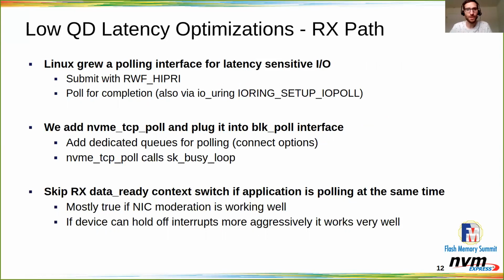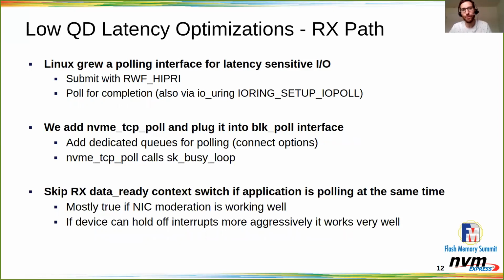So if the application is polling, and we mentioned the poll queue set and the high priority flag that is supported in Linux, now we have applications that are able to poll, either via direct I/O or via io_uring. So we added basically an NVMe TCP poll callback and plugged it into the block layer's multi-queue (blk-mq) poll interface. Now that polling interface leverages the busy loop functionality in the networking stack.